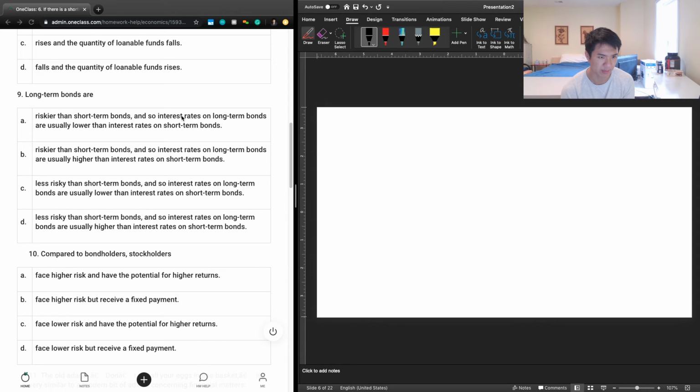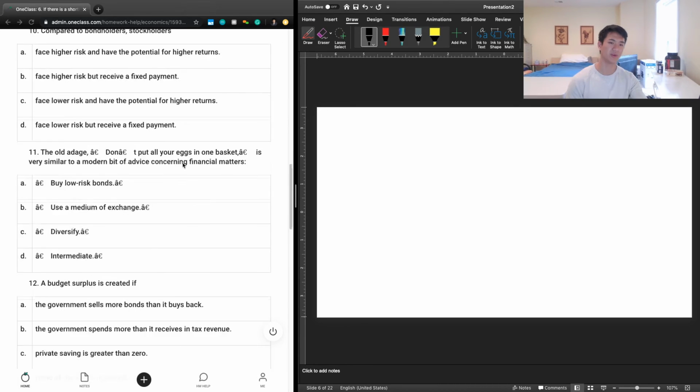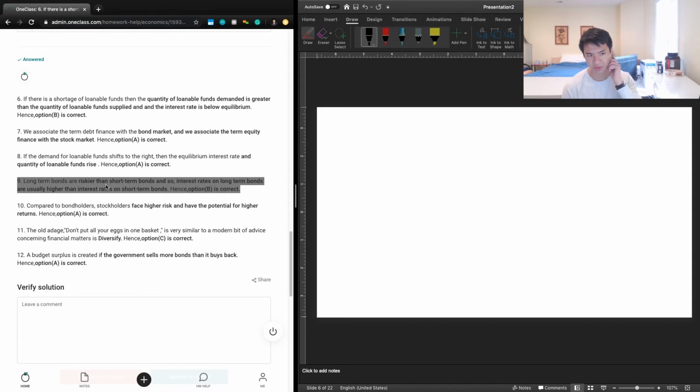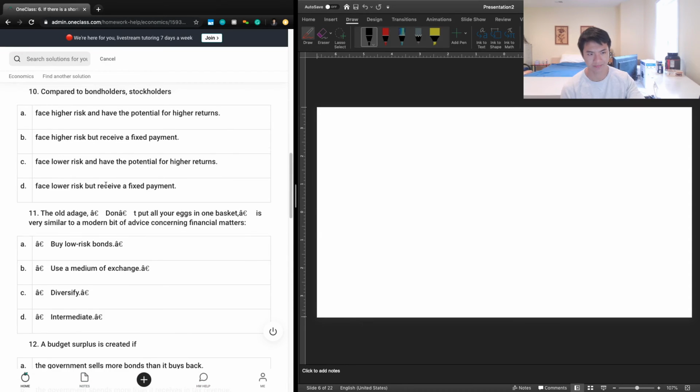We can see C and D both say long-term bonds are less risky than short-term bonds, which is incorrect already. And so we're going to go with B. Long-term bonds are riskier than short-term bonds, and so interest rates on long-term bonds are usually higher than interest rates on short-term bonds. And so yes, that's the answer choice that the previous tutor picked as well.